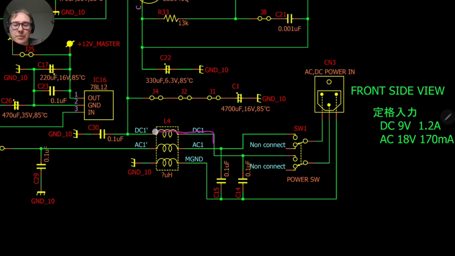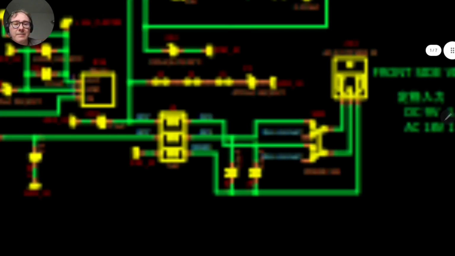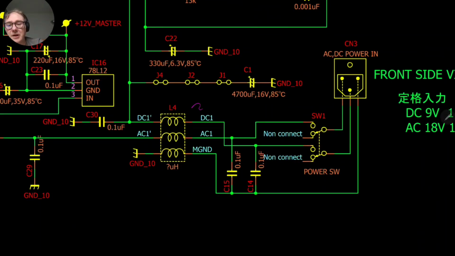Why is this going through the coil? Because if this is already DC, it should not have any effect. This is true. If you have some DC voltage in here, you will have the same voltage here. What's the point of adding this coil here?